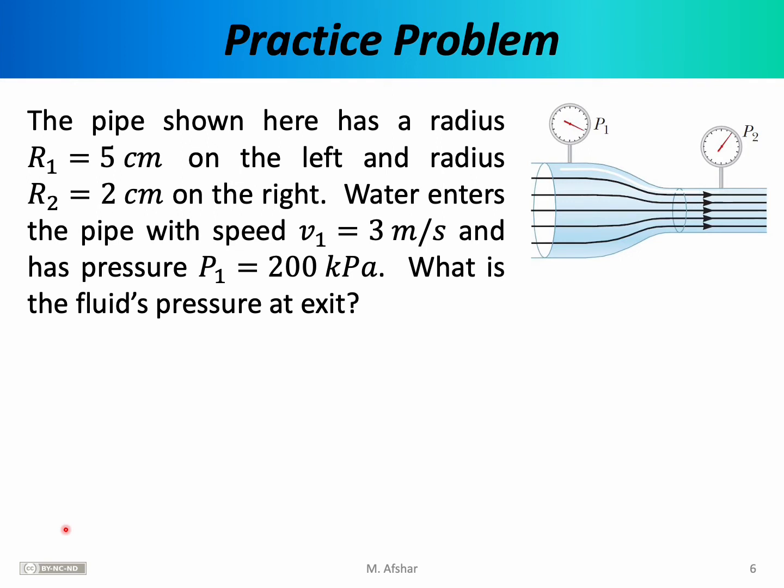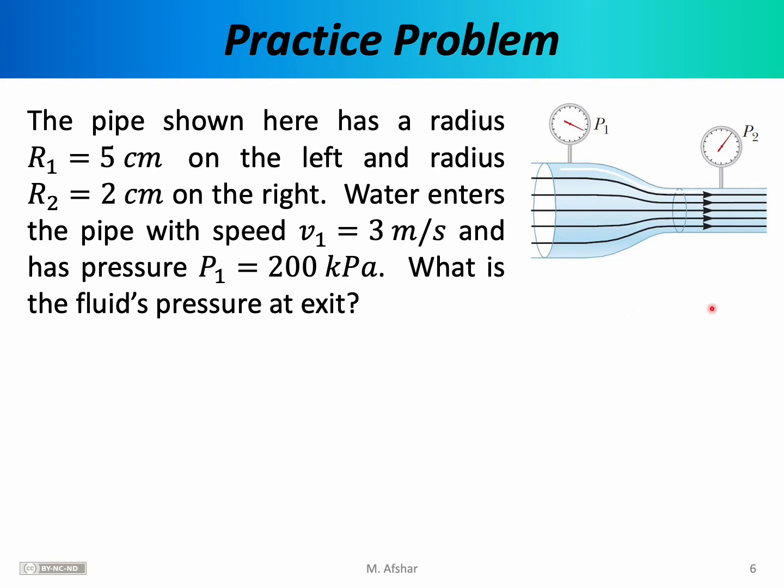Let's do a practice problem now with Bernoulli's equation. The pipe shown here has a radius of 5 centimeters on the left and a radius of 2 centimeters on the right. Water enters the pipe with a speed of 3 meters per second and has a pressure of 200 kilopascals. What is the fluid's pressure at exit?